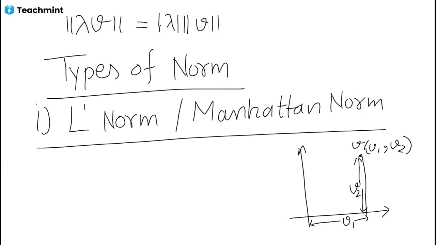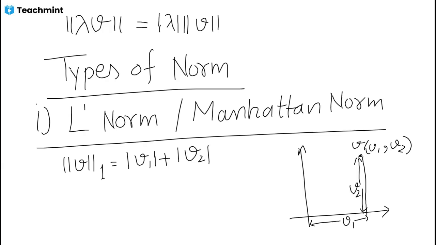To find the L1 norm of this vector, this is denoted by this symbol, just take 1 as suffix, and that is equal to the absolute value of v1 plus the absolute value of v2. Got it? This is the L1 norm of the given vector.